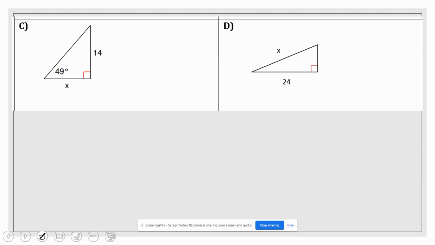Letter C. We have 49 degrees. 14 is opposite. X is adjacent. So again, we have OA, which means that's TOA, tangent. Tangent 49, opposite over adjacent.